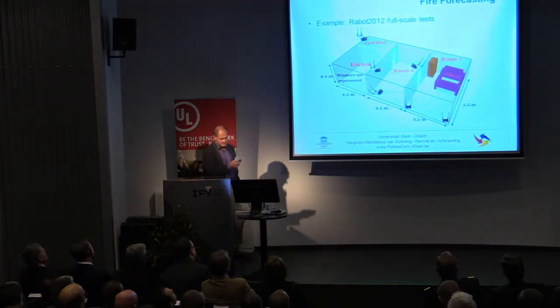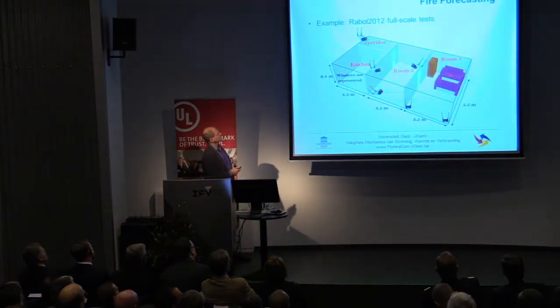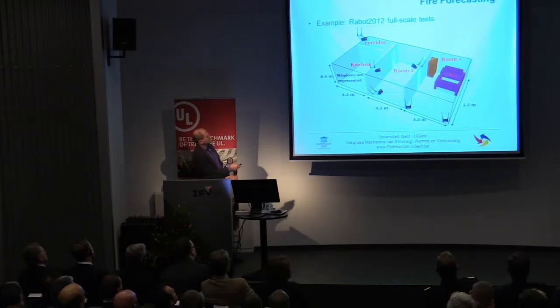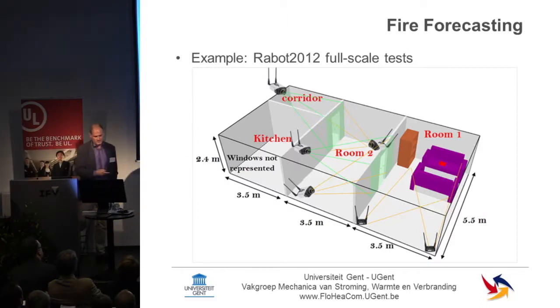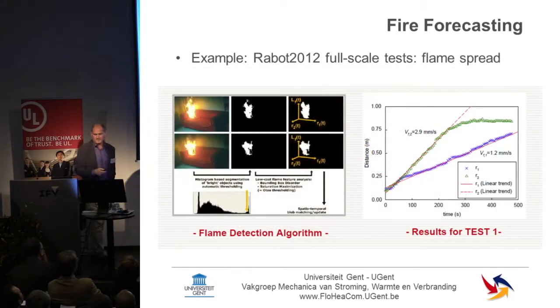I'm just going to go through this very, very quickly because the chairman has just pointed out that it's time for me to shut up. So this is the layout. This is the apartment with the sofas, the cupboard, and this is the adjacent room, and then the corridor, a number of cameras, and also the measurement equipment.